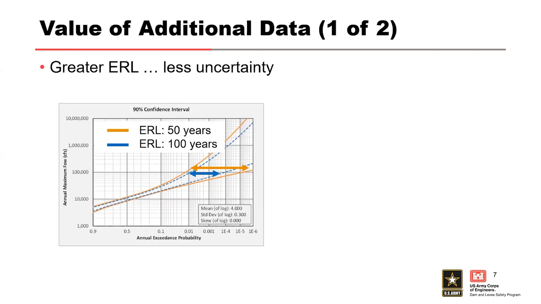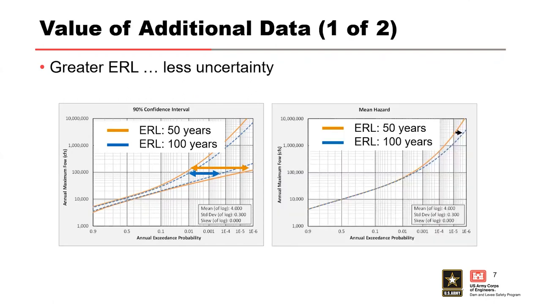Second, an increase in the effective record length will change the posterior predictive or mean hazard curve. This occurs because the uncertainty distribution is not symmetrical. Here you can see that doubling the effective record length shifts the mean hazard curve to the right, making it less frequent. The greater the effective record length, the closer the posterior predictive curve will be to the posterior mode curve. So I don't have the mode curves plotted here, but as you add more data and increase that ERL, the mean curve is going to get closer to the mode.